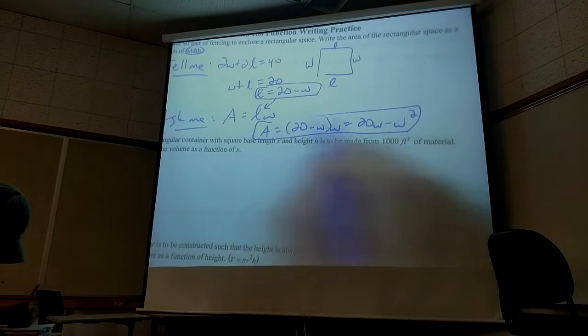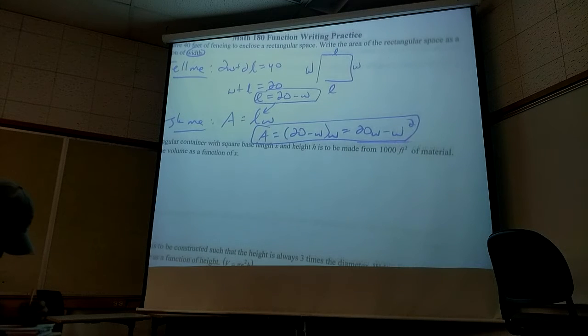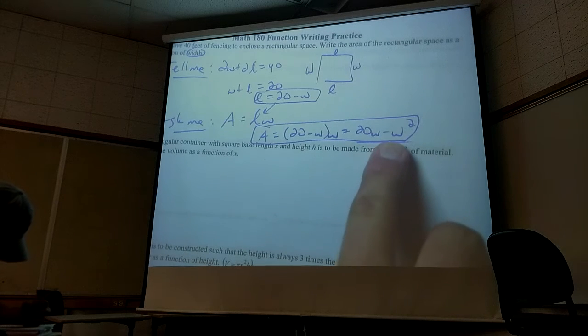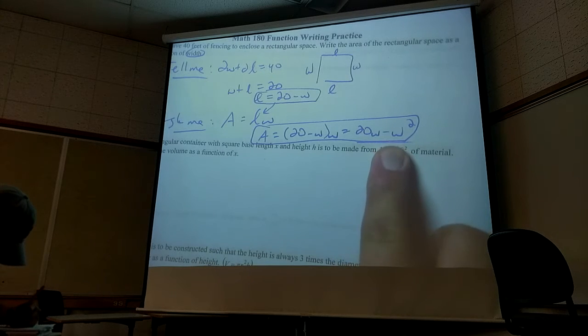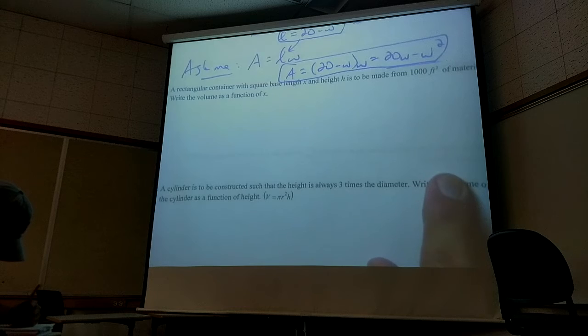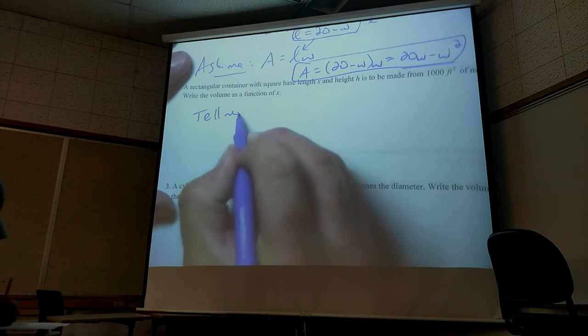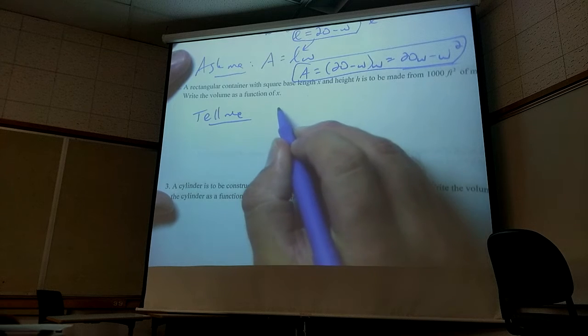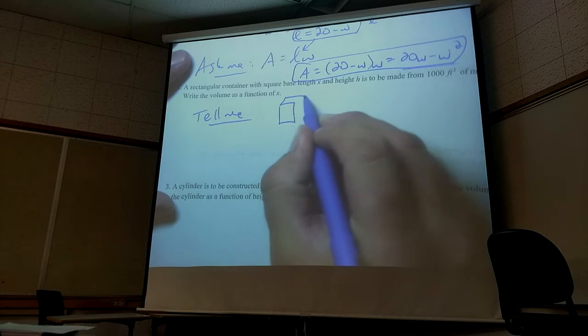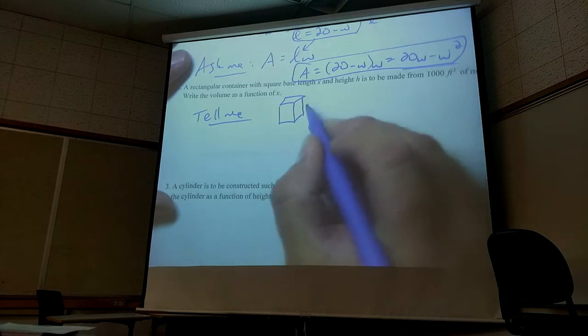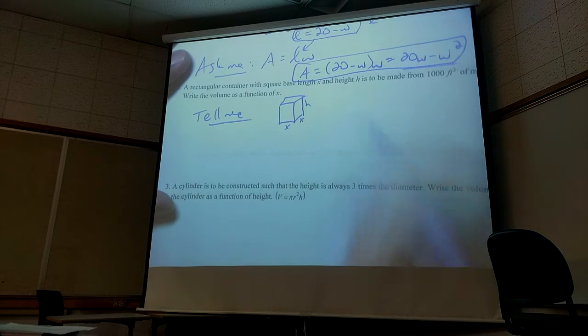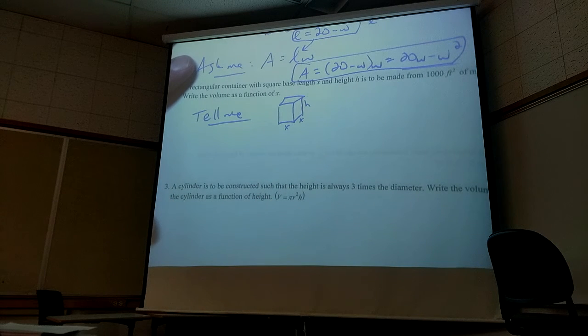This is all I wanted right here, was this area. In pre-calc, you would find the vertex. That's the location of where the width would make it the largest. This is a down parabola. It should sound familiar. All right, so here, what do they tell me? Tell me a couple things. Tell me what the shape looks like. I know it's h high and it's a square base, so they're both x in the base.